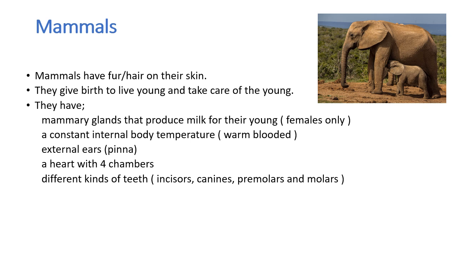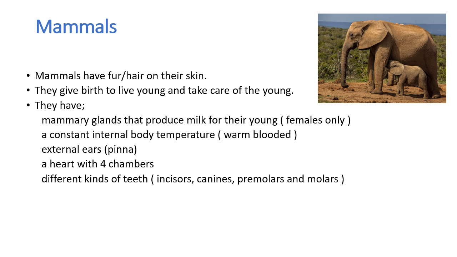Female animals have well-developed mammary glands that produce milk to feed their young. Mammals can maintain a constant body temperature, which means they are warm-blooded animals. An external feature that helps us to recognize mammals is having an external ear or pinna. Mammals also have a heart with 4 chambers.